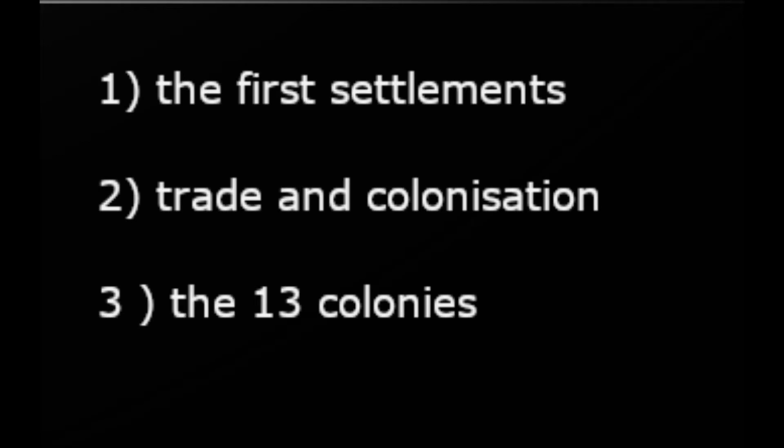The first part of the many parts of the American civilization is the first settlements. We are going to deal with three chapters. The first one is the first settlements. The second one is trade and colonization. The third one is the 13 colonies.